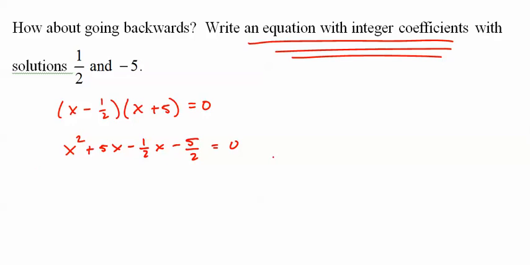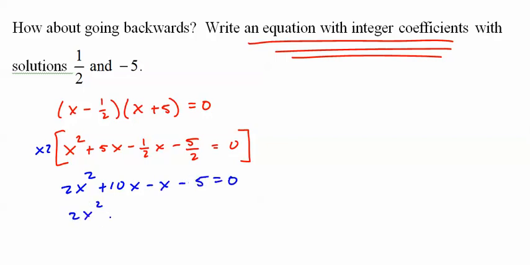Want to get integer coefficients, so I'm just going to multiply this whole thing times 2. 2x² + 10x - x - 5 = 0. 2x² + 9x - 5 = 0. Done. The other way to do it is right here.